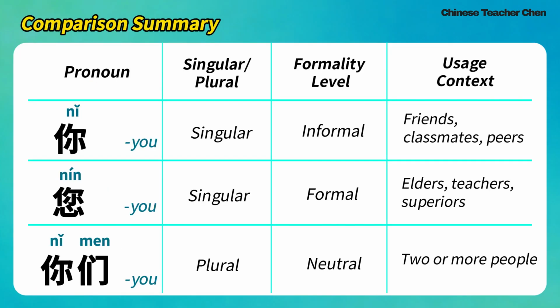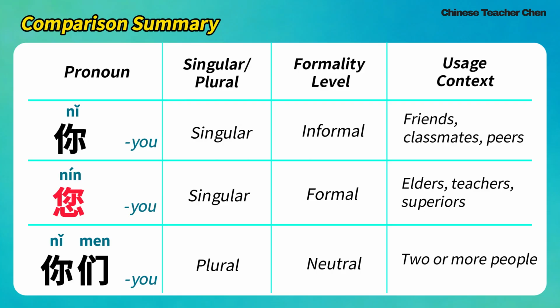Now, let's review and summarize the key pronouns you've learned so far. Looking at the table, we have 3 important words. First, 你 is singular, used in casual or familiar situations with friends, classmates, or people around your age. Next, 您.